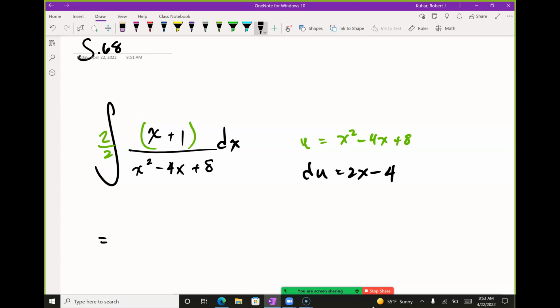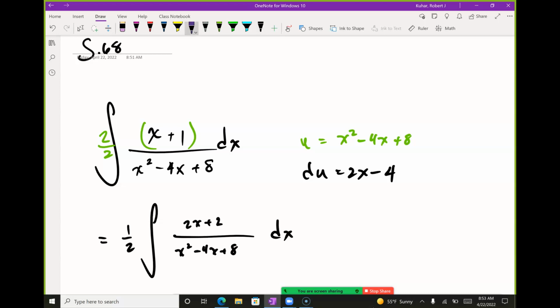Nice, so I now have 1/2 of the integral of 2x plus 2 over x squared minus 4x plus 8 dx. Okay, but there's a problem. I need 2x minus 4, right? So in order to make that happen, I'm going to add 0. I'm going to subtract 6 and add 6.